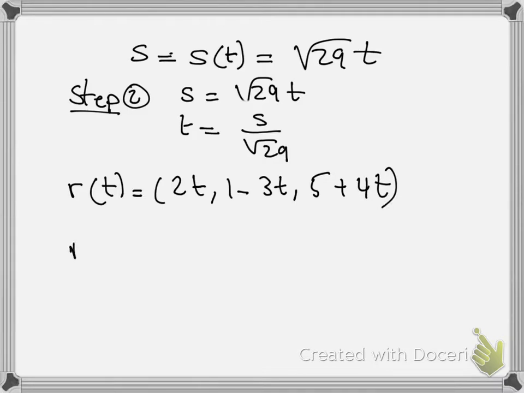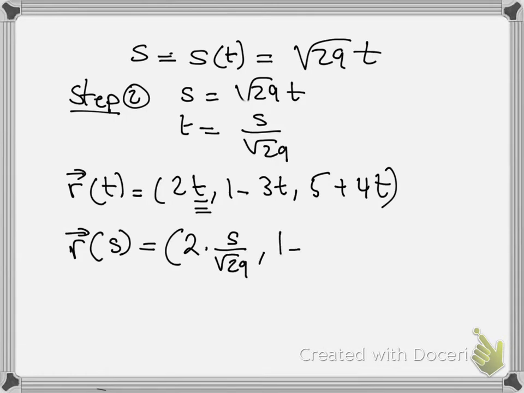So then r of s: you just replace t by s over square root of 29. So it's 2 s over square root of 29, 1 minus 3 s over square root of 29, 5 plus 4 s over square root of 29, okay?